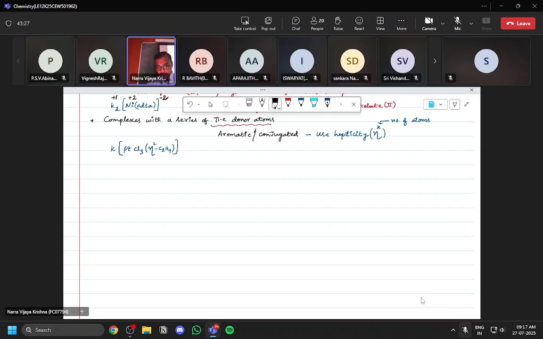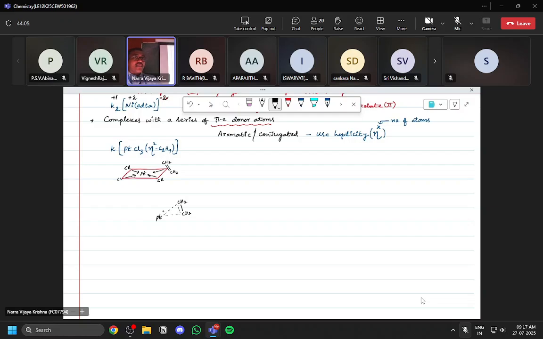It is a square planar complex having platinum as central atom, 3 chlorine donors, and here CH2 double bond CH2. Both carbons have to donate a lone pair of electrons. In fact, I have to show that as CH2 CH2 like this, towards platinum. I have to show that in this way.